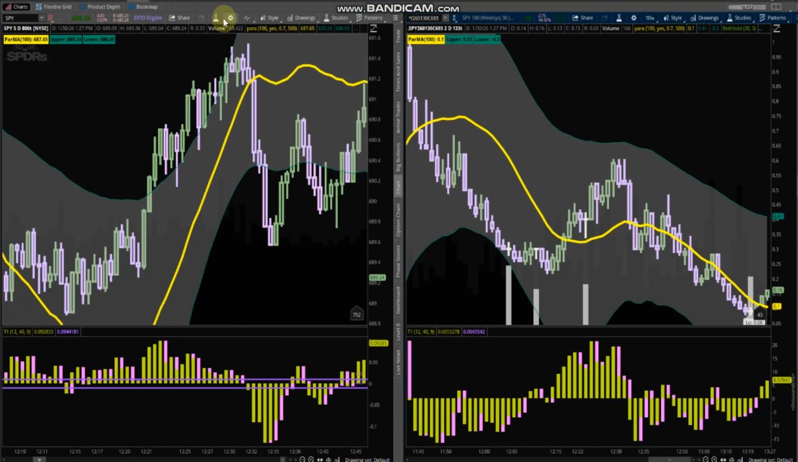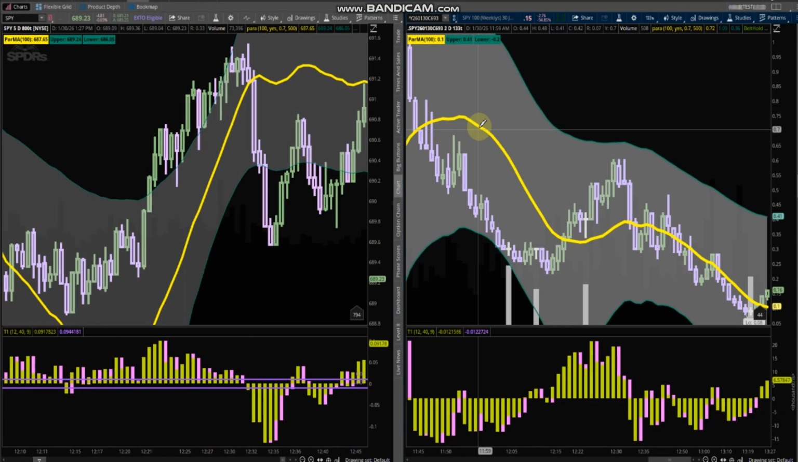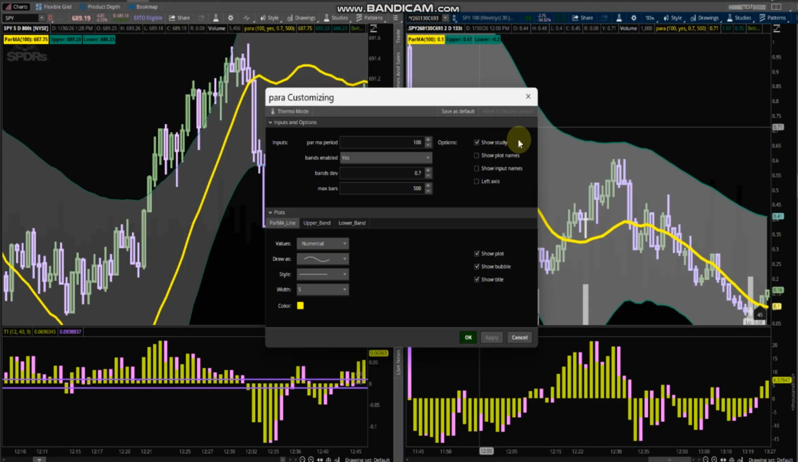So the other setup is, I have Parah, which you also get if you buy the system. You get these two indicators. You get Parah. Parah is set up 100 MA, bands enabled, bands deviation 0.7, 500 max bars, show studies, and then the rest is how you want it to look.